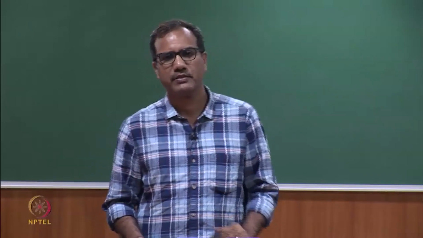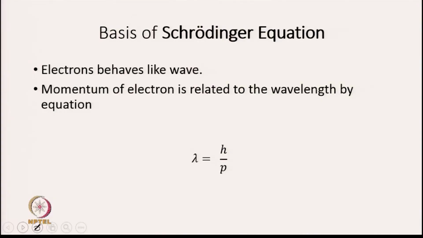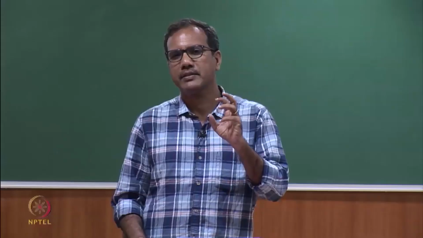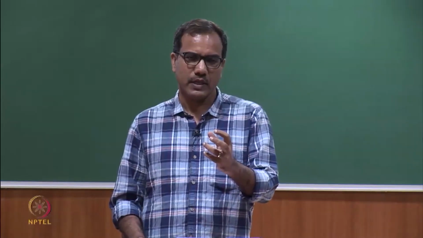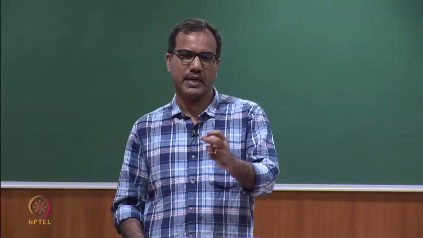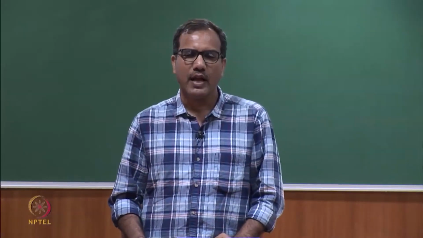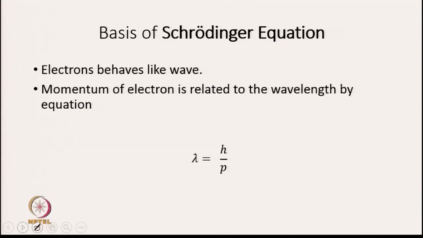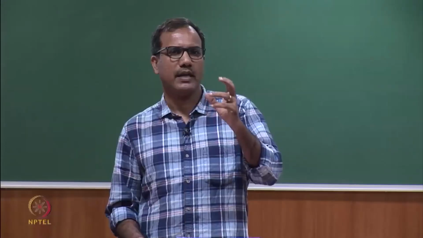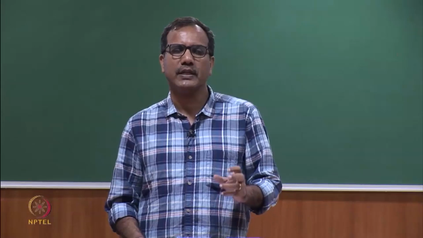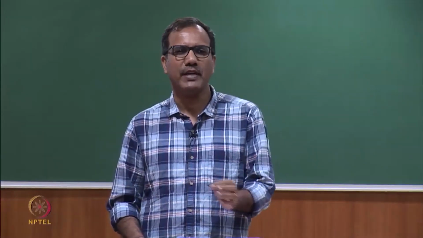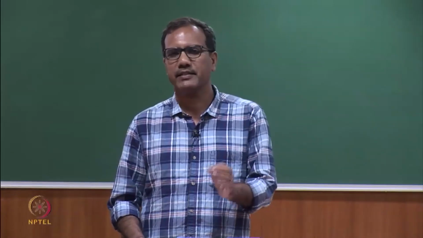So, what is the basis of the Schrodinger equation? He was influenced by de Broglie. He took this hypothesis that electrons behave like a wave, and the momentum of an electron is related to the wavelength by the equation lambda is equal to h by p. So, since electrons behave like a wave, the equation of a wave can describe the trajectory of an electron.